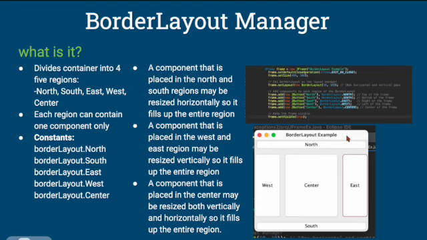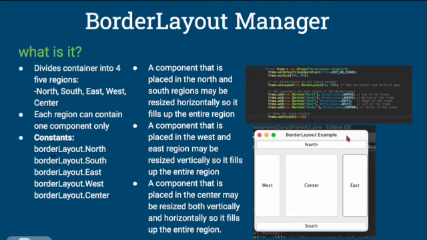Border layout manager. The border layout divides a container into 5 regions. These regions are known as north, south, east, west, and center. Each region may contain one component only. When a component is added to a region, the component is stretched so it fills up the entire region. We can specify which region we want our component to be placed in using one of the following constants.